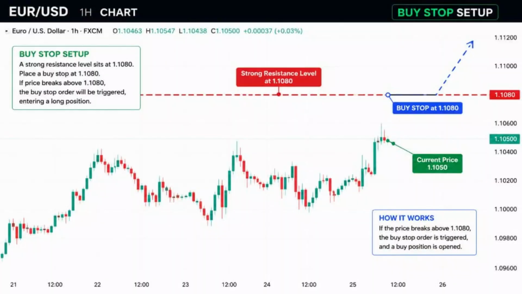For instance, let's say the current price of Euro USD is 1.1050. A strong resistance level sits at 1.1080. Instead of buying now, you place a buy stop at 1.0180 at that resistance level. The reason why you place it there is if price breaks above resistance and reaches the level where you placed your order to enter the market and buy, your trade is triggered automatically. So this strategy aims at joining a potential breakout rather than predicting.